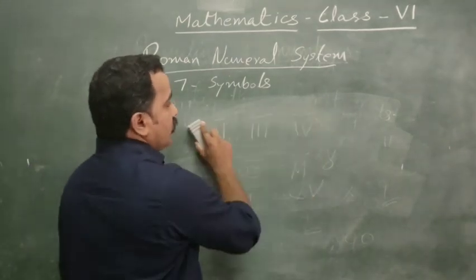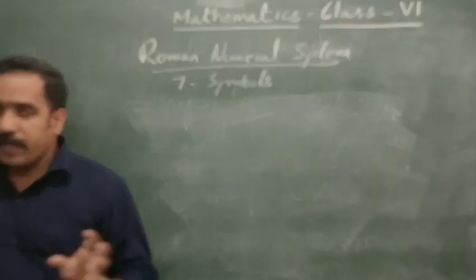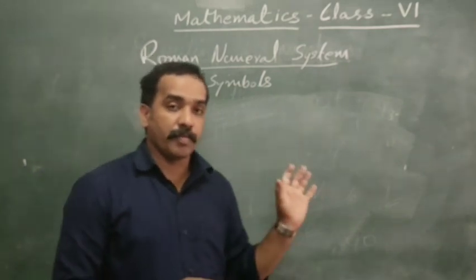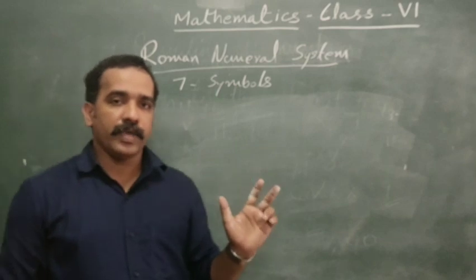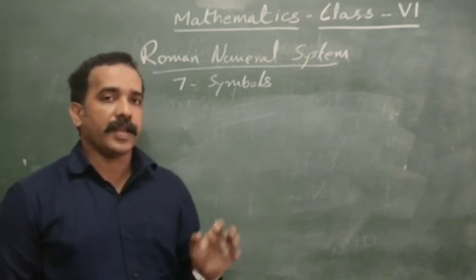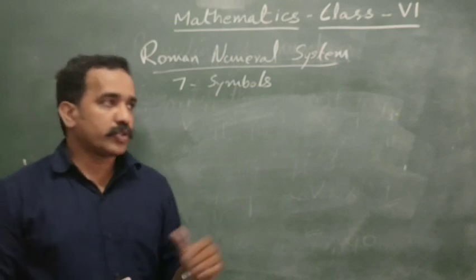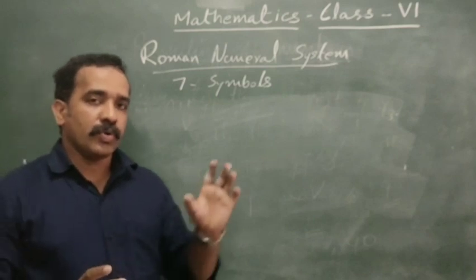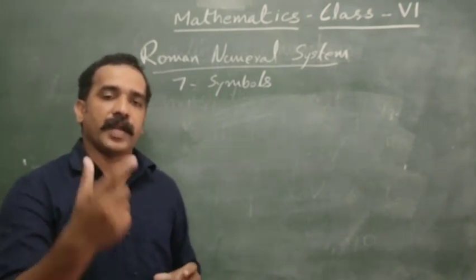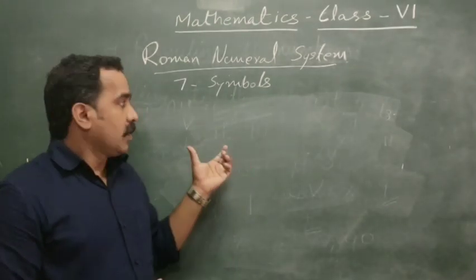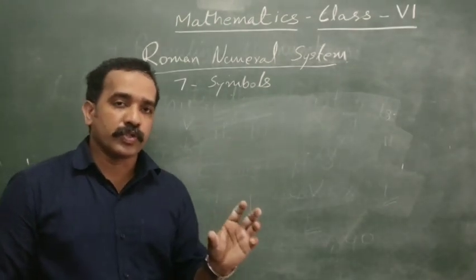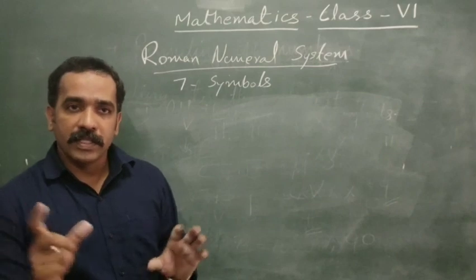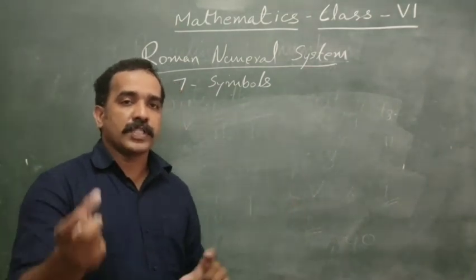Understood? So the 7 symbols are there. You keep in mind there are 7 symbols to make Roman numbers: I, V, X, L, C, D and M are the 7 symbols used for making numbers in the Roman numeral system. And the rules: we are able to repeat the digits for making the numbers, but while repeating, 3 digits are not used for repetition. They are V, L and D, and these same V, L, D are not used for subtraction also.